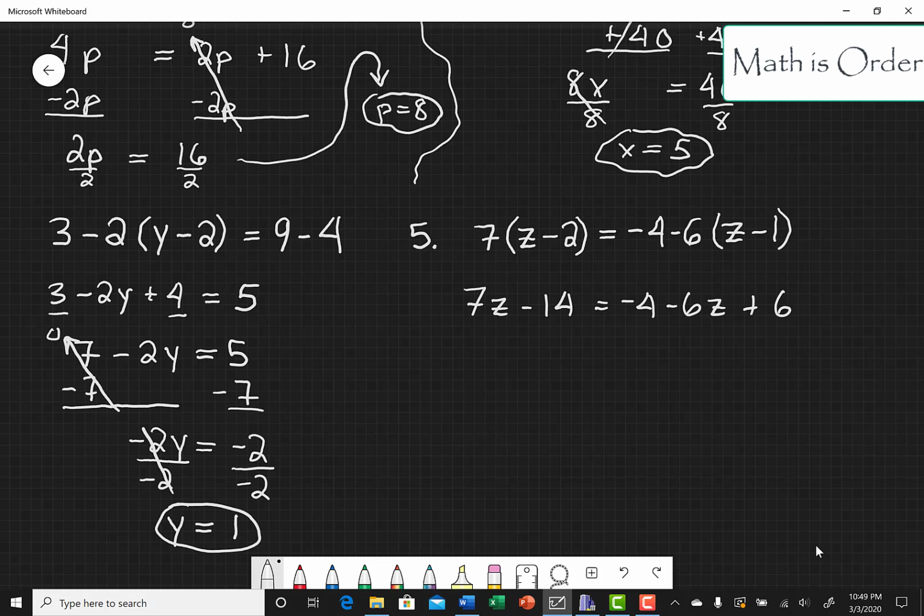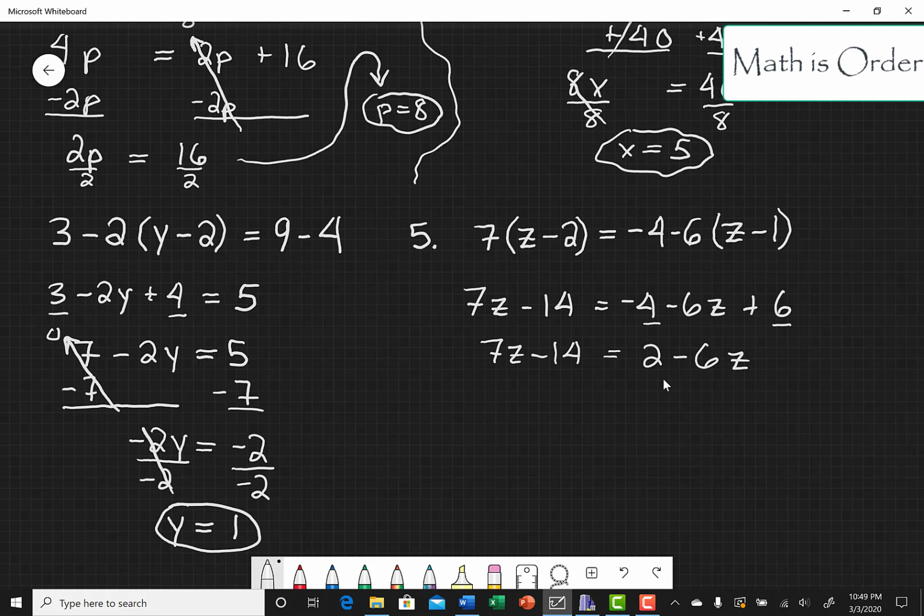All right, and we got like terms, right? So after using that distributive property, check to see if there are any like terms, right? And we do have like terms on the right-hand side here. We got the negative 4 and 6. So that's going to make us have 2 minus 6z. And on the left, we got 7z minus 14.